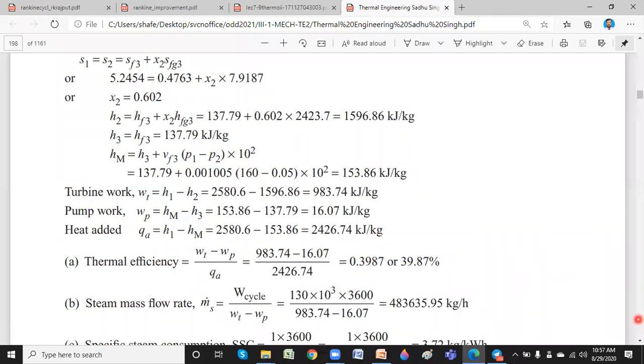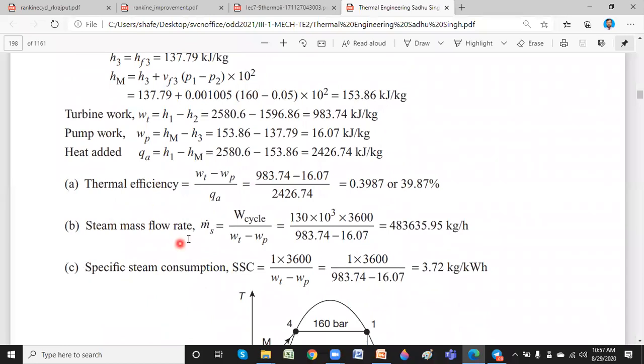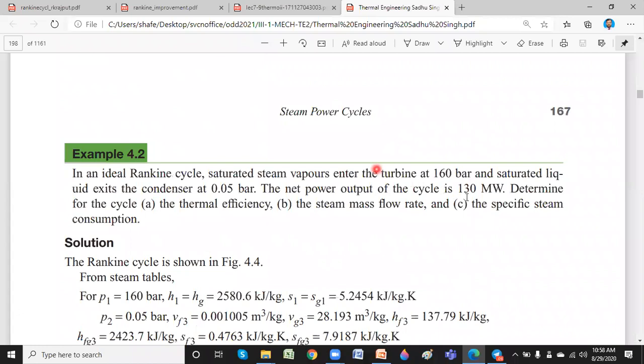Now the second term, what is it asking? How much is the mass of steam? What is the steam mass flow rate? So for that, I need to find out the net work output. So it is given in the problem. Yes or no? So this is given in the problem, what is the net work output from the cycle? How much? 130 megawatts is the net work output from the cycle.